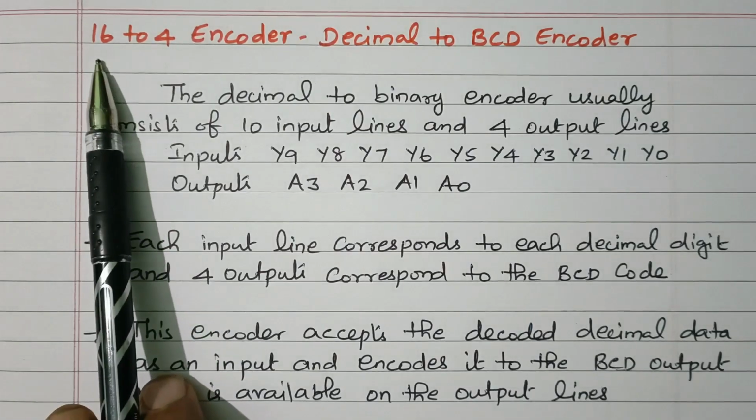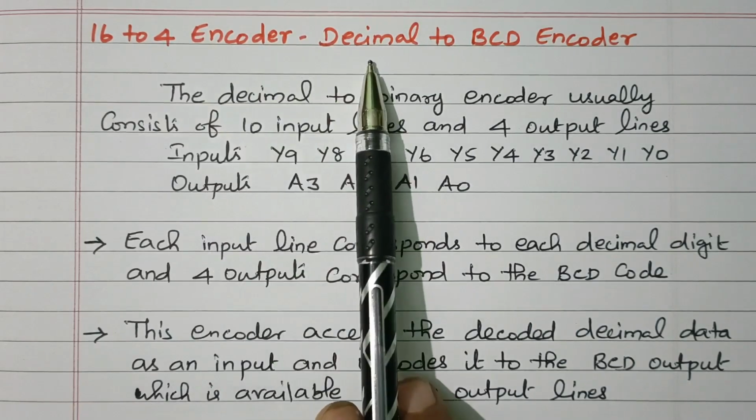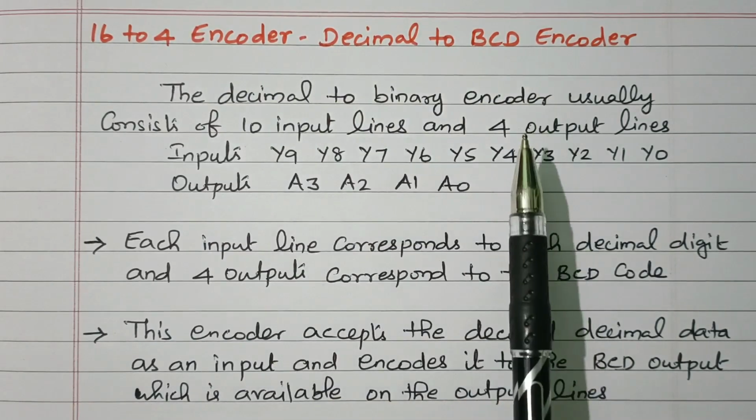Welcome viewers. In this video, we'll see the 16 to 4 encoder, also called the decimal to BCD encoder.